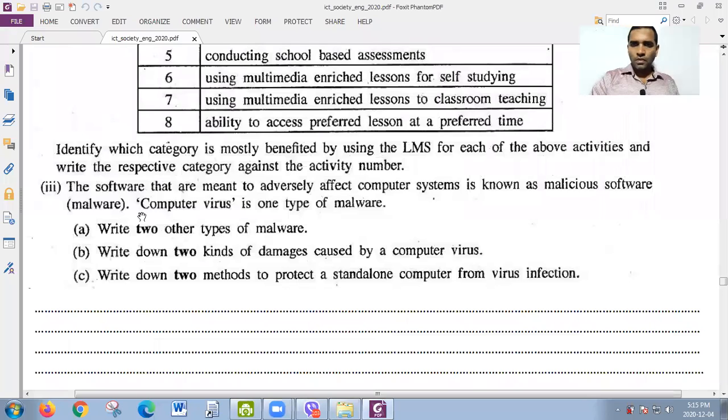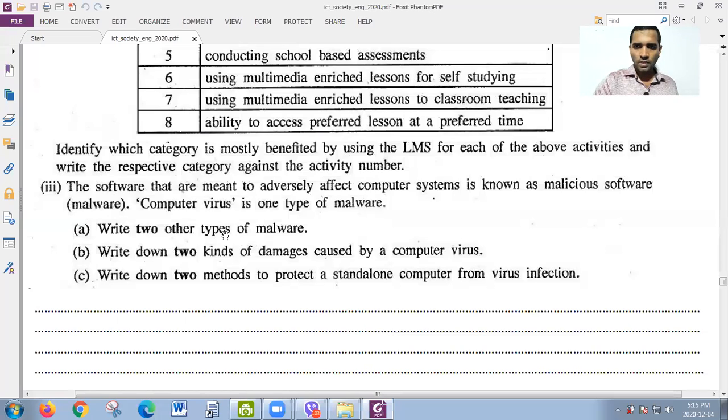Right, look here. The software that is meant to adversely affect computer systems is known as malicious software. Malware or malicious software, same, right? The software that affects the computer is malware. Computer virus is one type of malware. Yes, question number 1A: 2 other types of malware. We have plenty, right? Worms are there, Trojan horse, right?